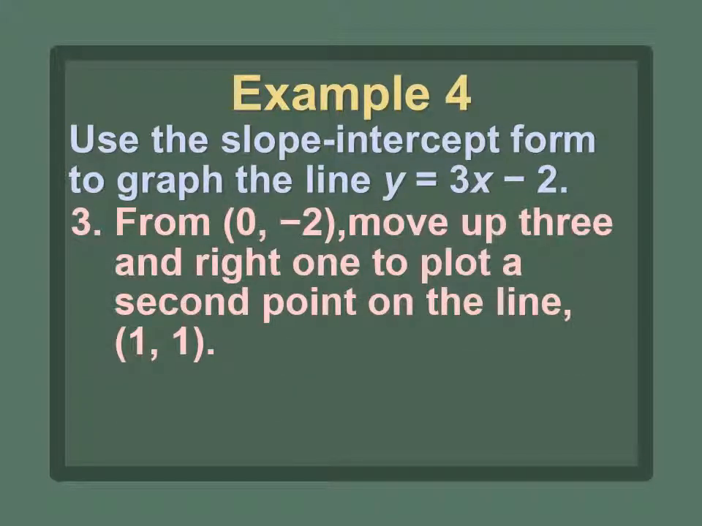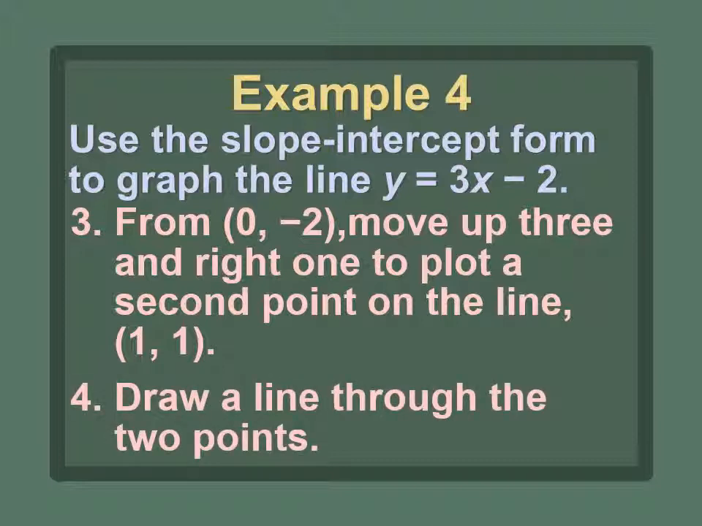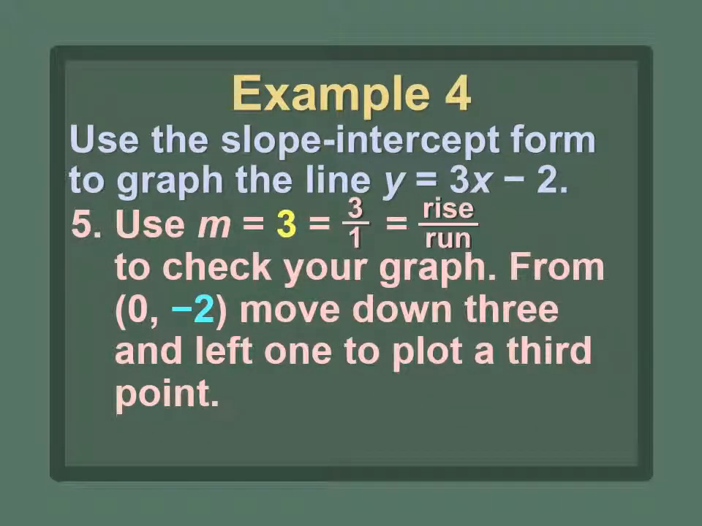Again, from (0, negative 2), we move up 3, because that was our rise, and move right 1 to plot a second point on the line. You'll notice that that point is (1, 1). We draw a line through those 2 points. Then, using our slope again, we can check our graph. From (0, negative 2), we move the opposite direction. Since we rose 3, now we move down 3, and since we went right 1, now we go left 1. We'll be able to plot a third point, and it should be on our line.